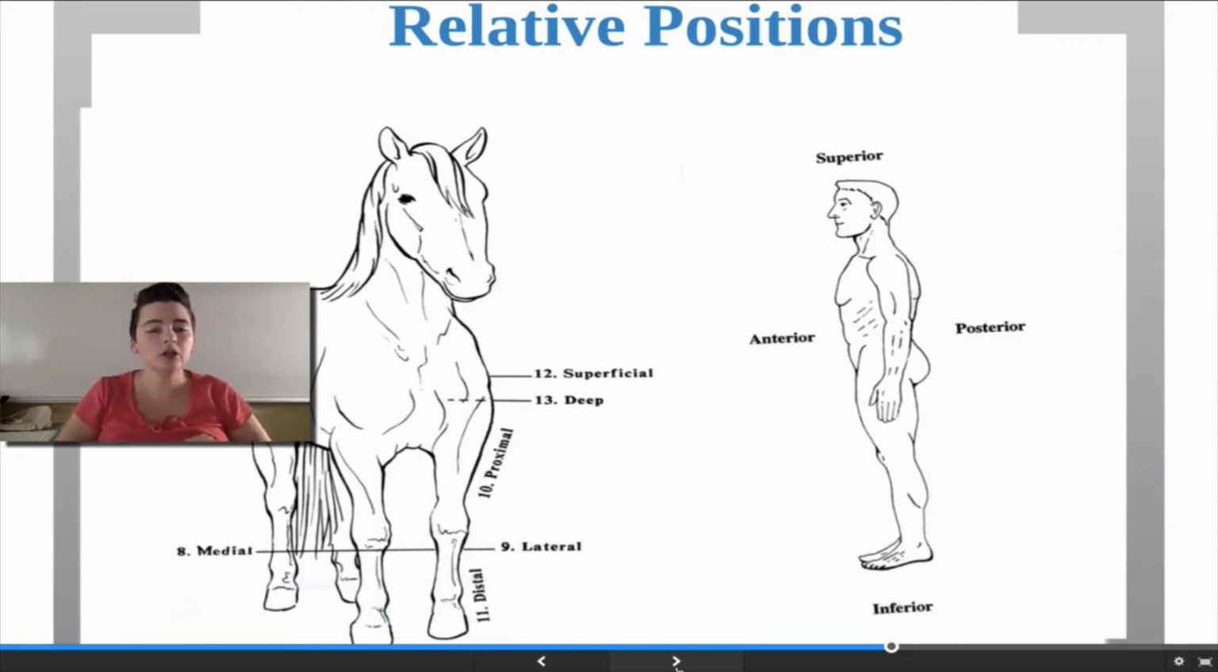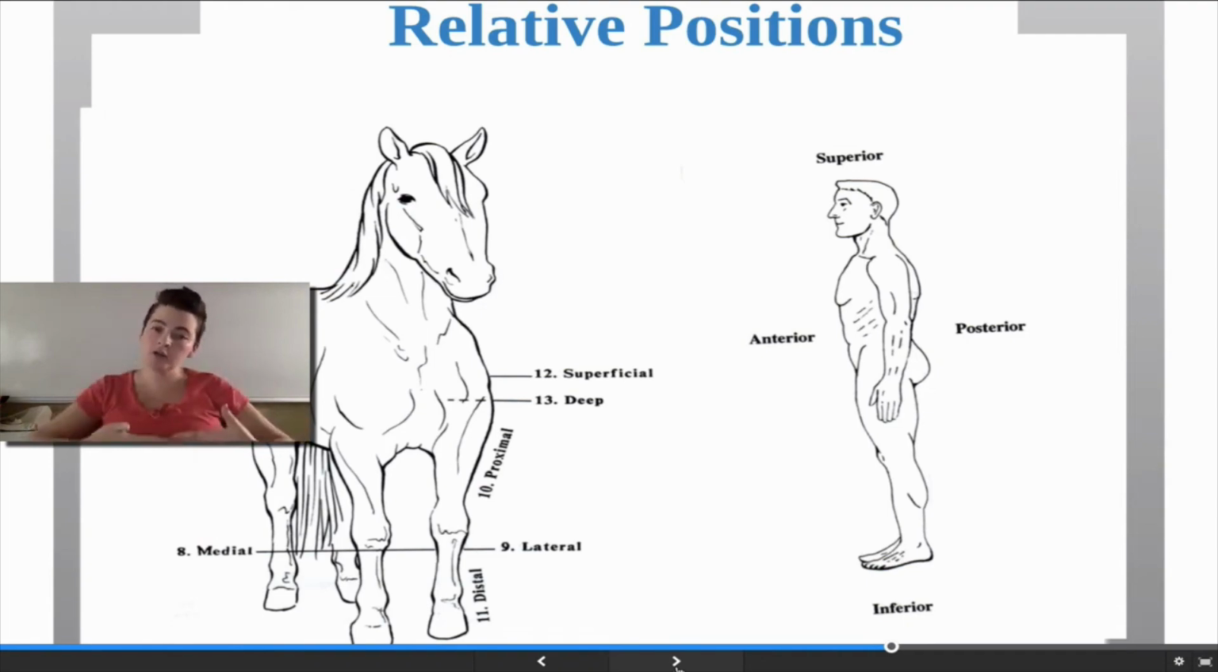When we're looking at humans, because we are upright, we tend to use different words. Towards the head is going to be superior, towards the feet is going to be inferior. One of the major veins in your body is the vena cava, and you have 2, one coming from the head being the superior vena cava, and one coming from the feet being the inferior vena cava.